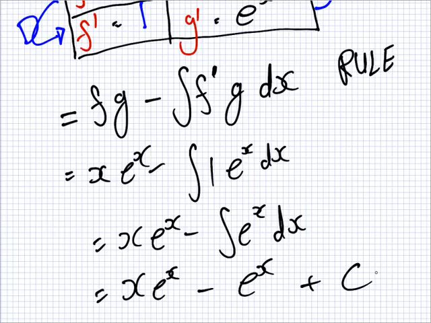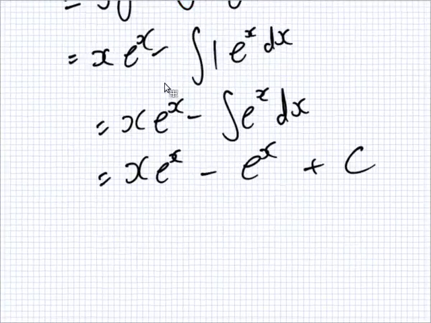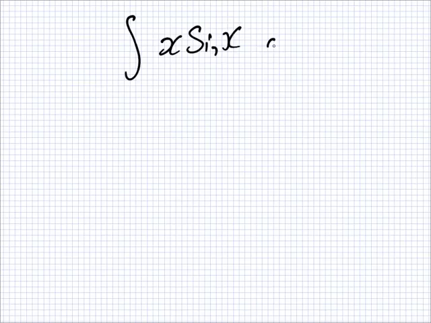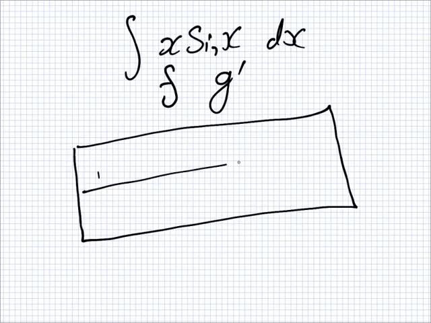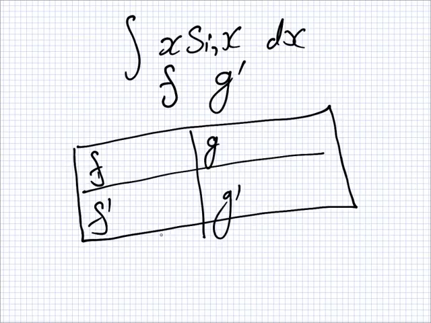Yeah. Can I do another one? Let's try this one for example: x sin x dx. This we'll call f, and this we'll call g derivative. So we know what the f is, it's x. And we know what the g derivative is, it's sin x.